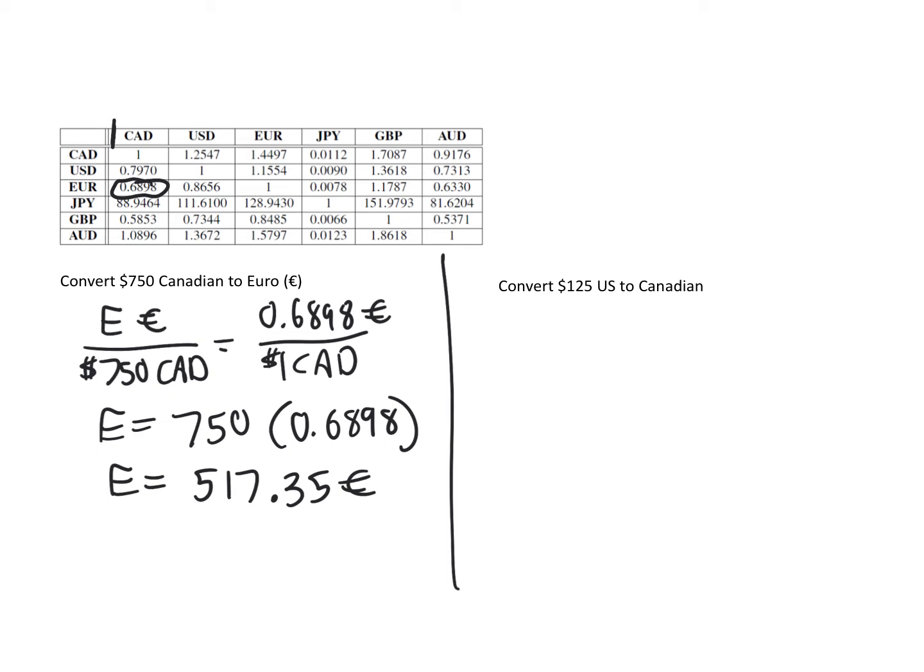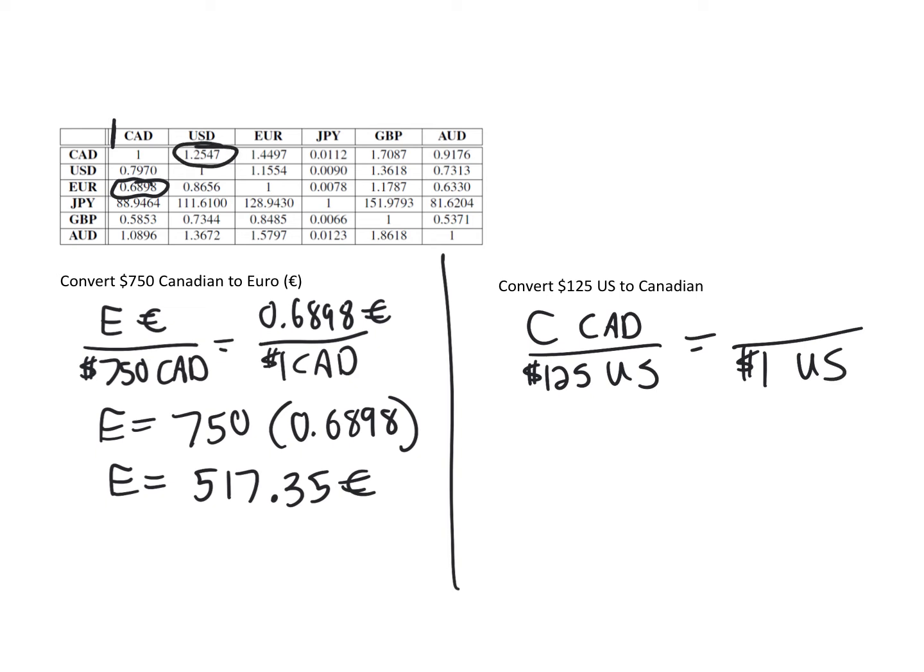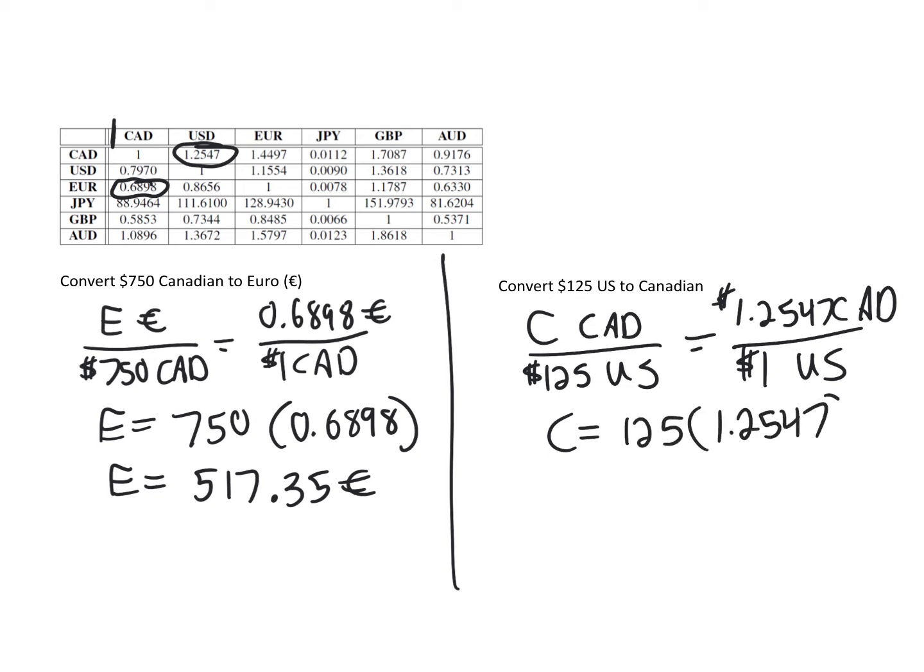Now here we want Canadian, and we're starting with US. So we want to know how much Canadian over 125 US. So I'm going to put $1 US on the bottom. Now 1 US is this much Canadian. So $1.2547 Canadian. So 125 times the 1.2547. Remember, dividing by 1 won't change it. And this is about 156.84 Canadian.